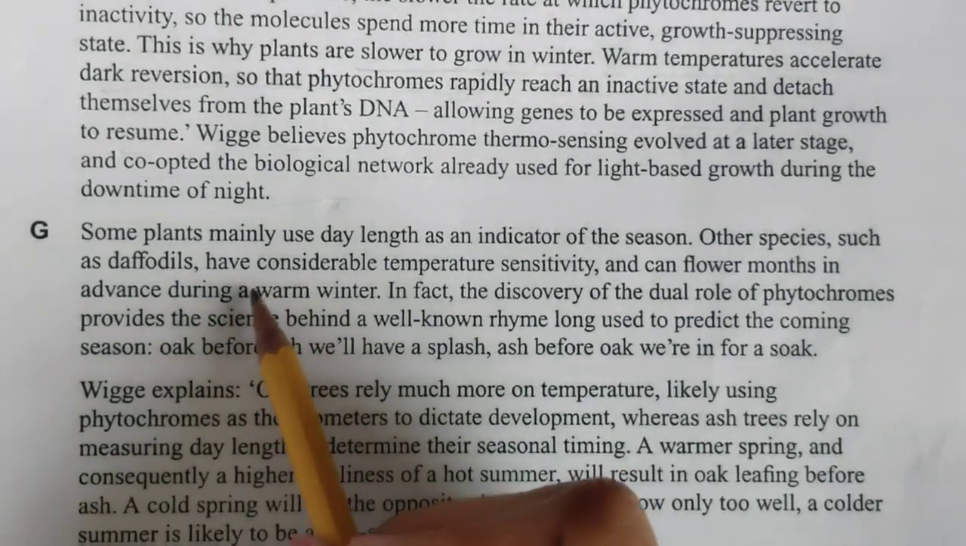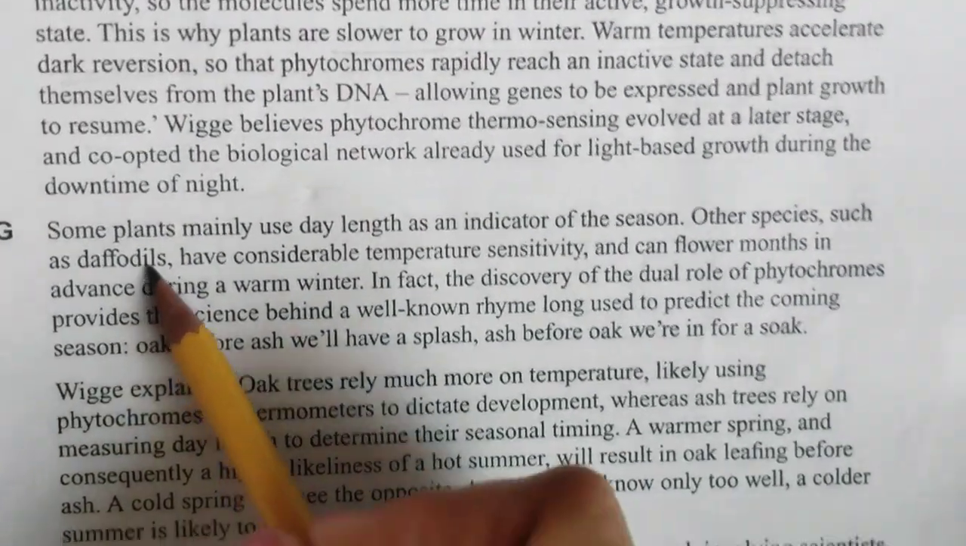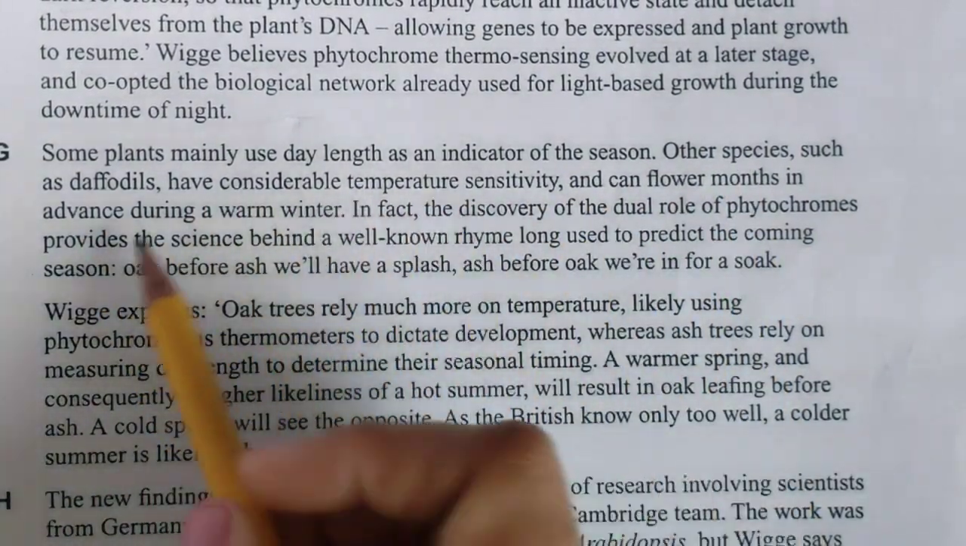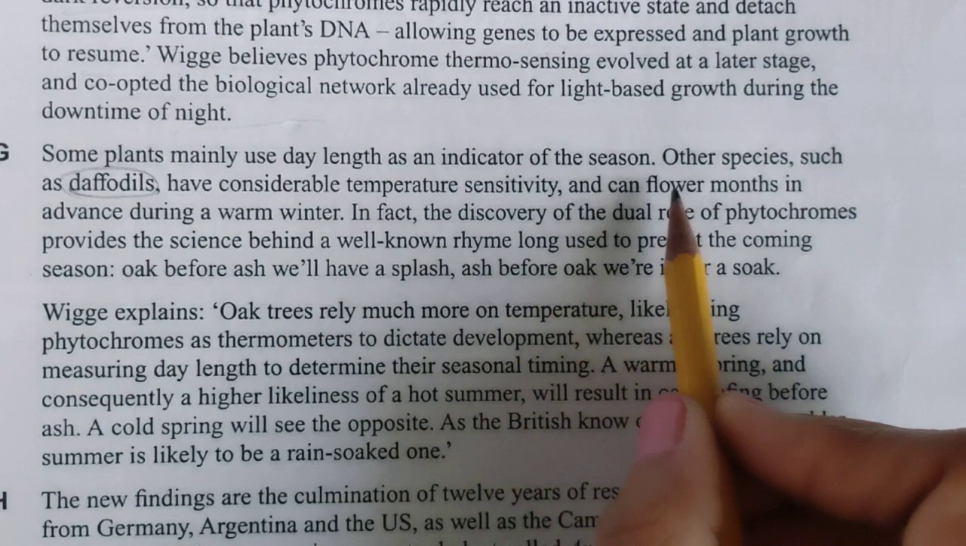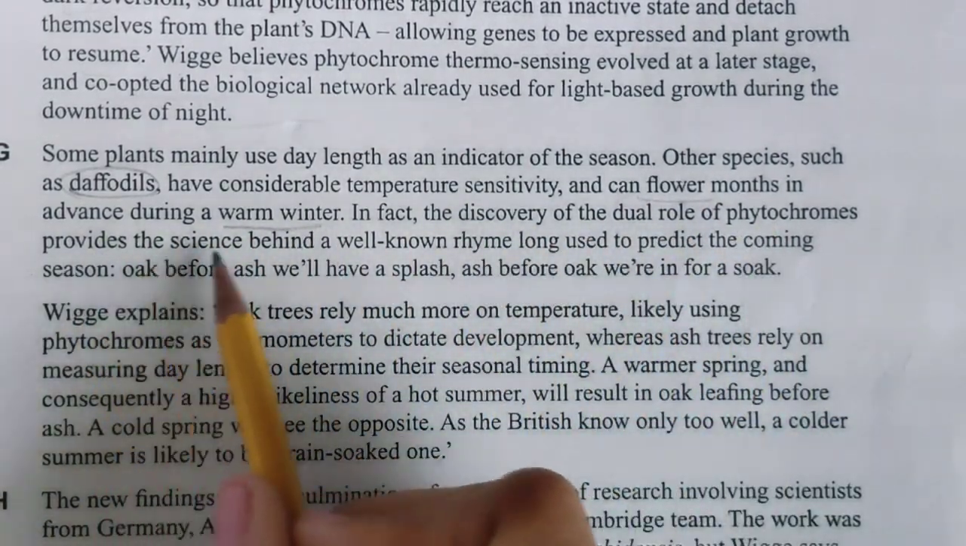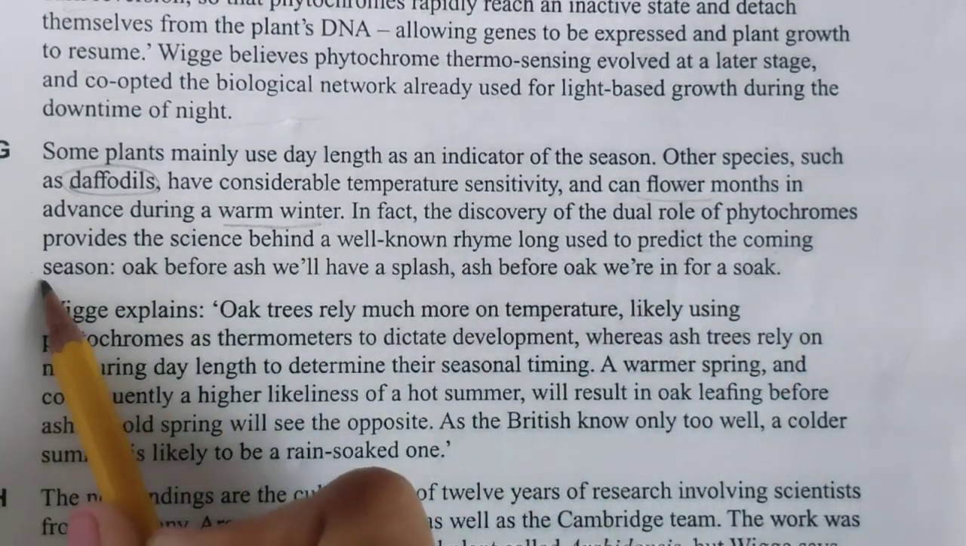Paragraph F. Some plants mainly use day length as an indicator of the season. Other species, like the daffodil, flower months earlier after a warm winter. The discovery of the dual role of phytochromes lets them predict the coming season.